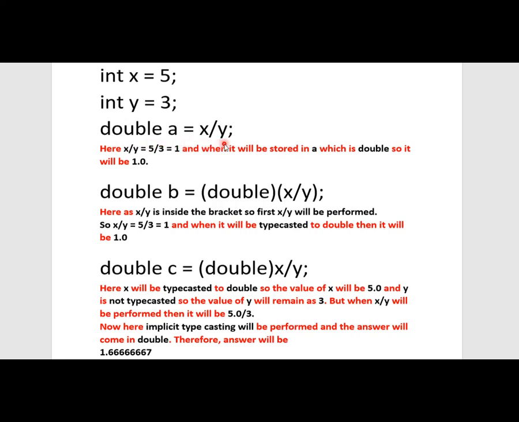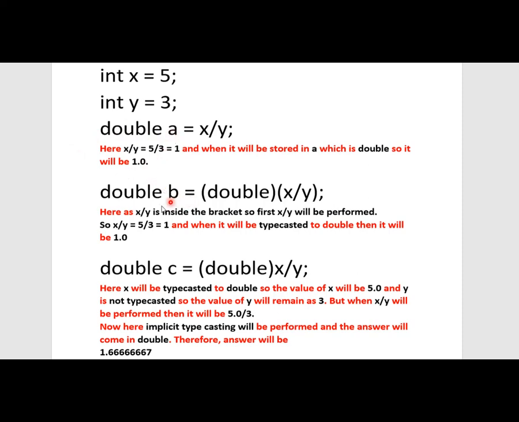First, double a equal to x by y. So x by y equal to 5 by 3. One integer is divided by another integer, so this operator will give you the quotient, not the actual division. So 5 by 3, the quotient is 1. So here 1. But when it is stored in a double variable, it will be 1.0.